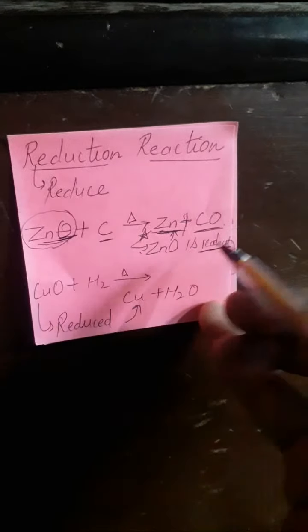So what does it show? It means that ZnO is reduced. Zinc oxide is reduced. Why reduced? Because it loses oxygen and forms only zinc, Zn. That is called the reduction reaction.